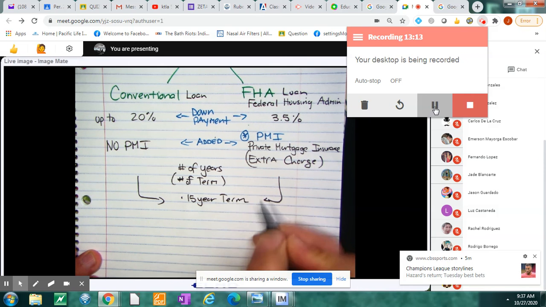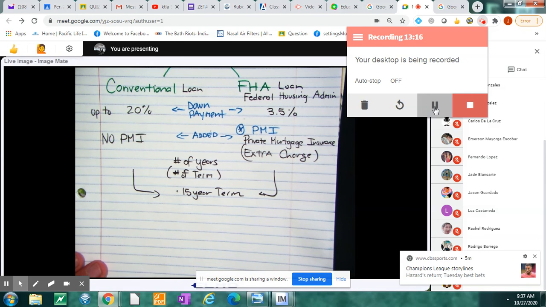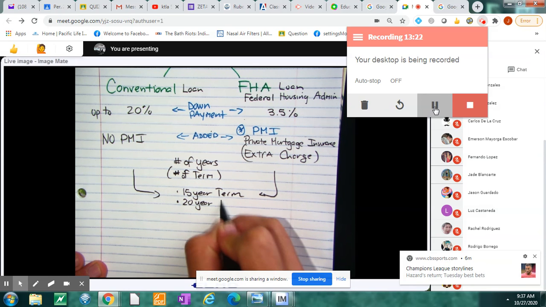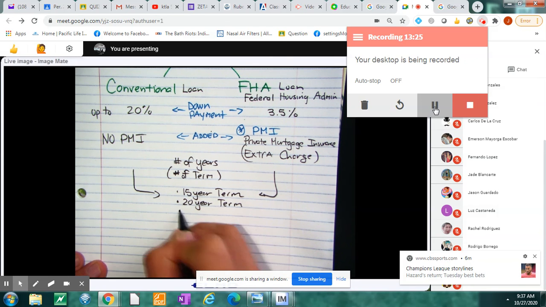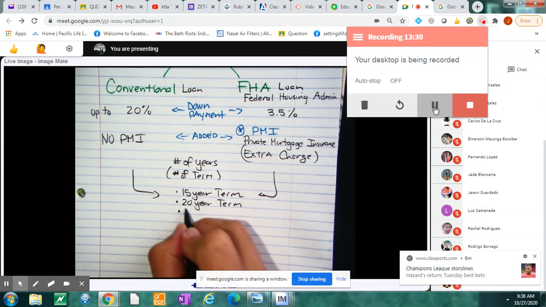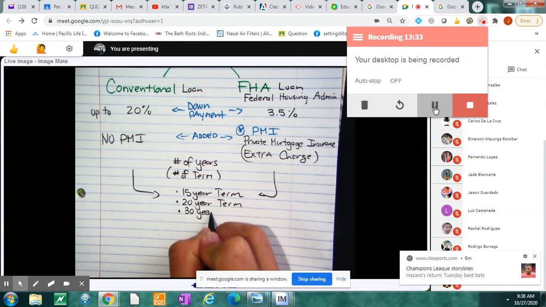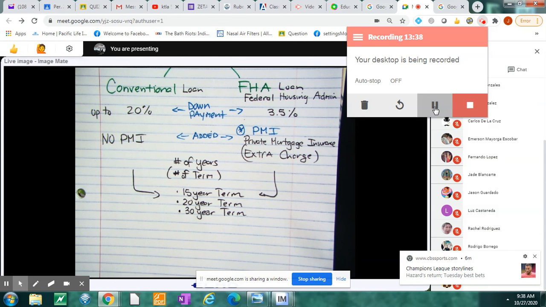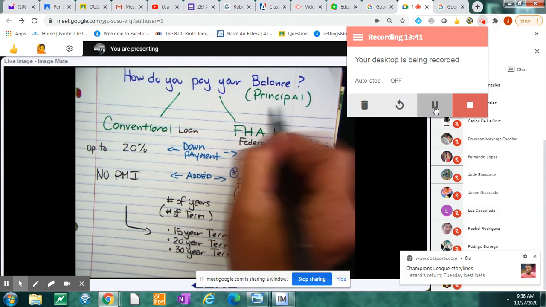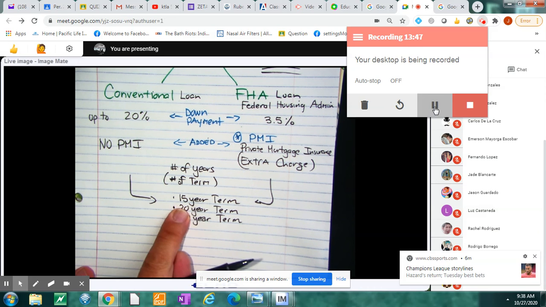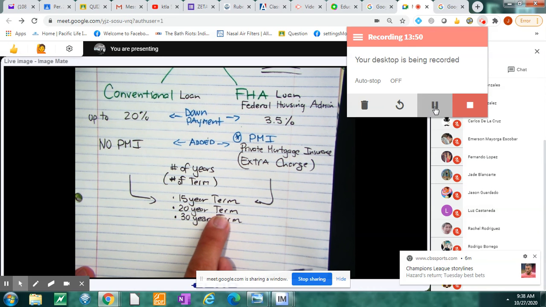You could pay off your balance, your principal, in what's called a 20-year term. So they vary. Usually it's 15 and 30. You might see commercials for 15 year, 30 years, 20. So then the next one is a 30-year term. So you could pay your loan off, your principal, right? So the number of years could be 15 years, it could be 20 years, and it could be 30 years.